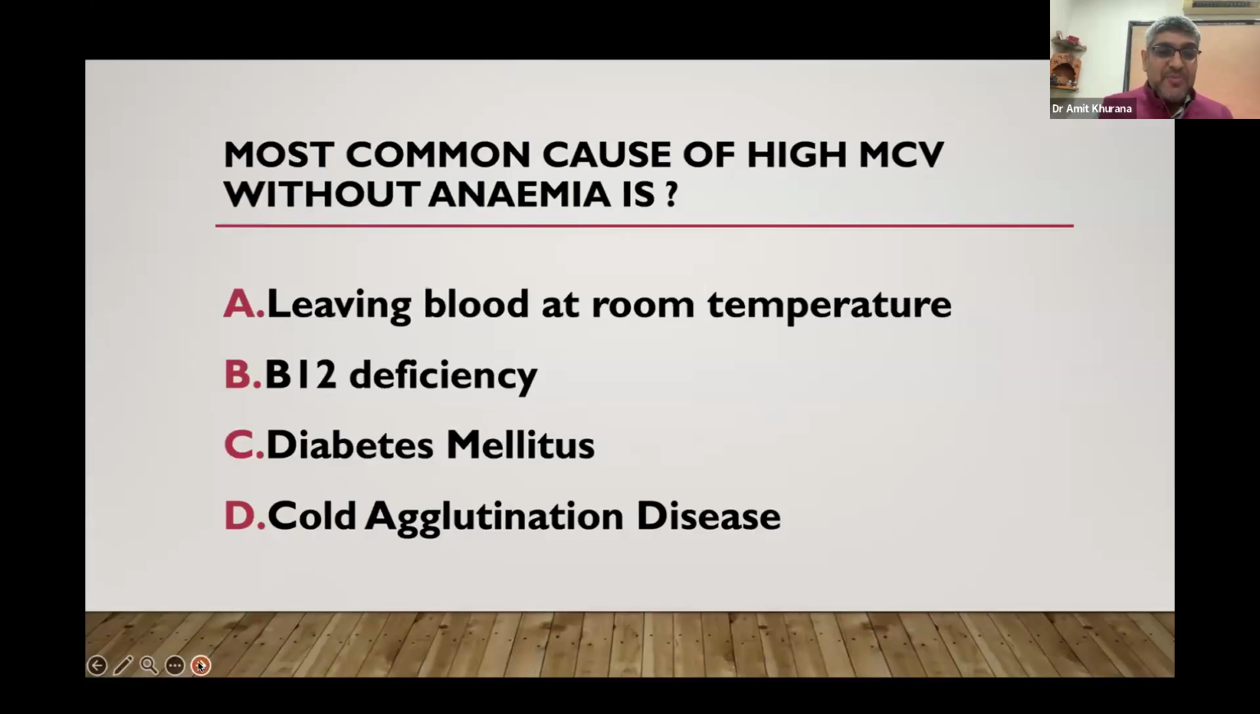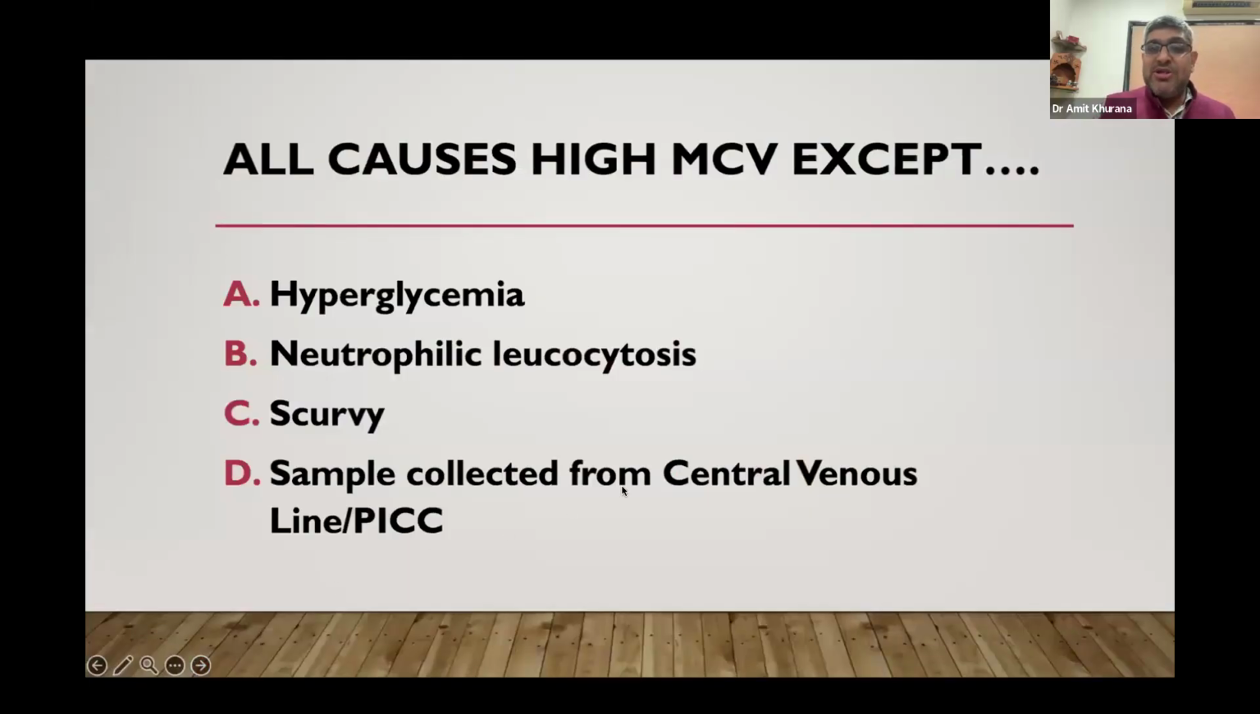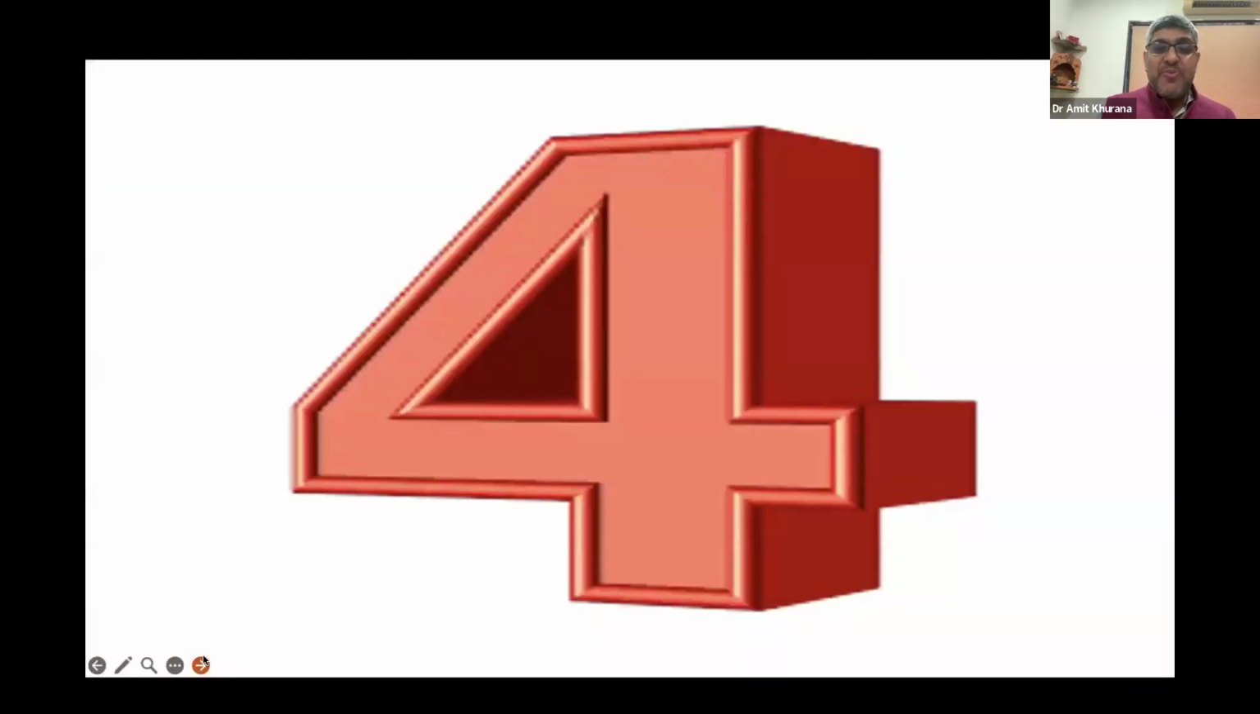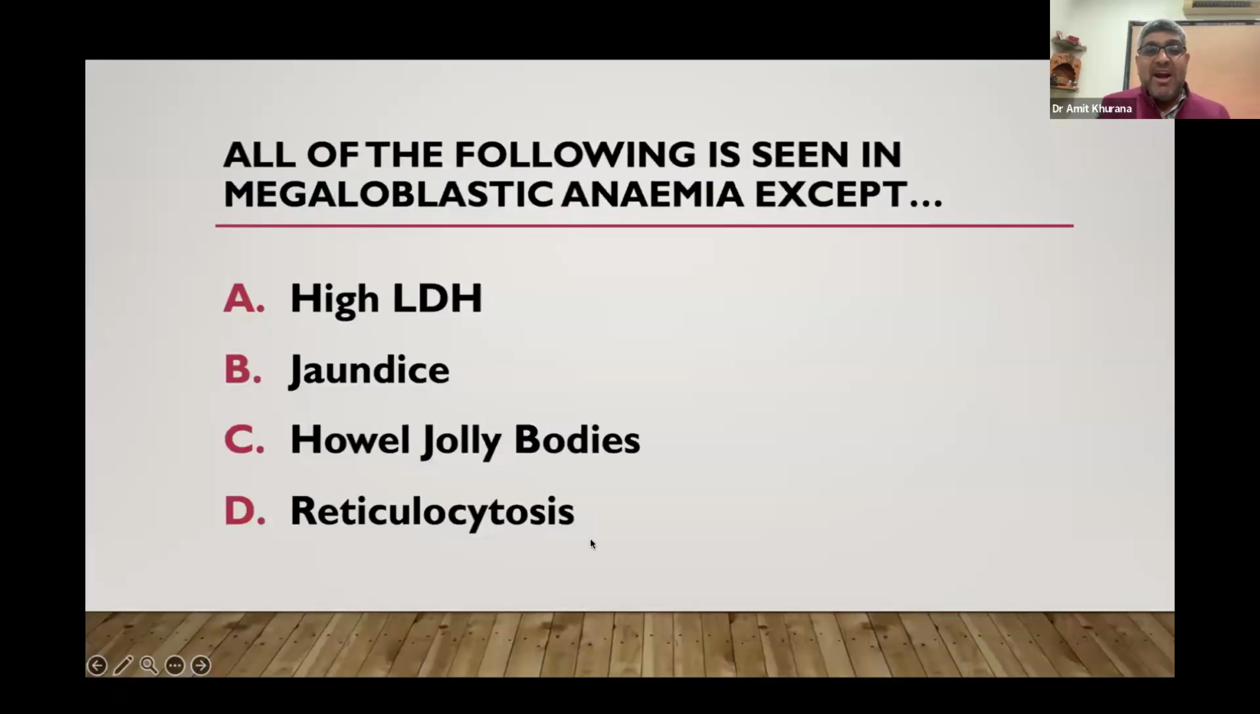Well, we'll go with question number 3. All are causes of high MCV except: hyperglycemia, neutrophilic leukocytosis, scurvy, or sample collected from a central venous line or PICC line. Which is the exception? Well, we'll go with question number 4. All of the following are seen in megaloblastic anemia except: high LDH, jaundice, Howell-Jolly bodies, or reticulocytosis. What is not seen?